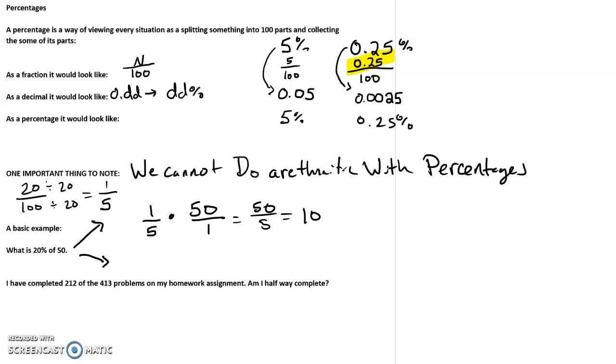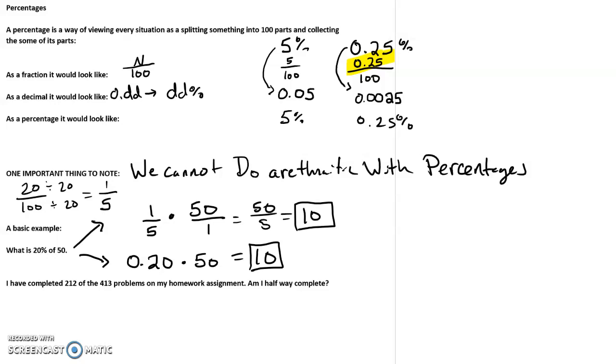The other way we can approach this is to write 20% as a decimal. That 2 is in the tens place, so we're going to put it in the tenths place here. And 0.2 times 50 is 10. Again, we get 10. So I just want to stress, we cannot do math with the whole percentage values. We need to turn them into either a fraction or a decimal.